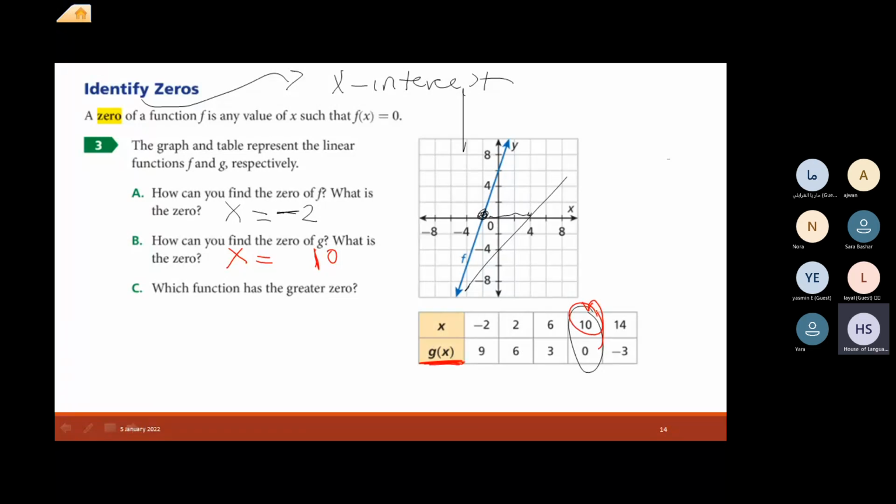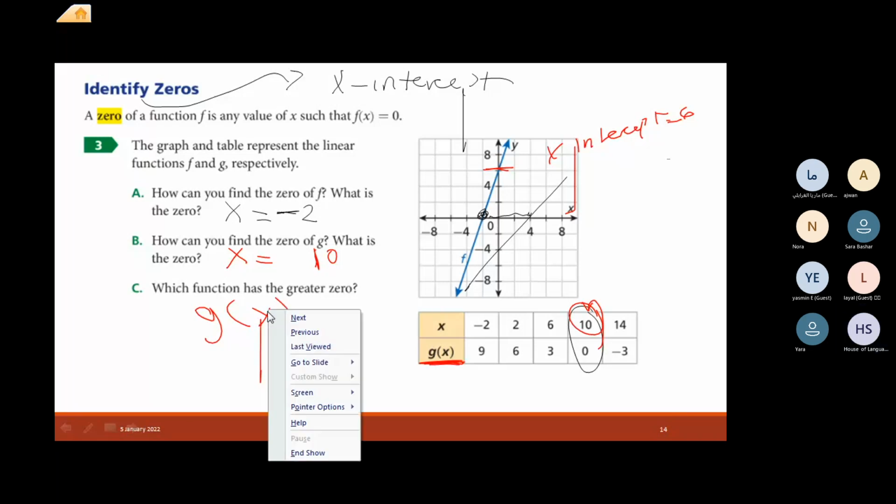For the first graph here, you told me that the zero is negative 2. What is the y-intercept here? Six. Here, the y-intercept is at six. Which function has the greater zero? Ten. Yeah, g of x. Oh, okay, teacher, thank you. I understood now.